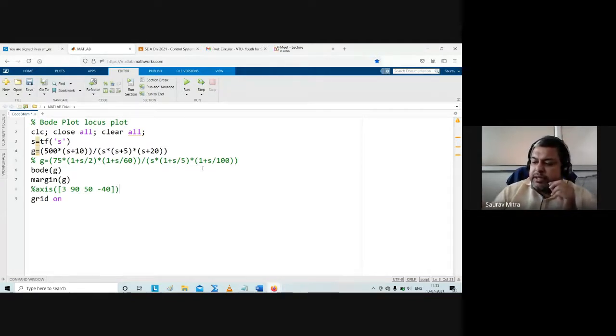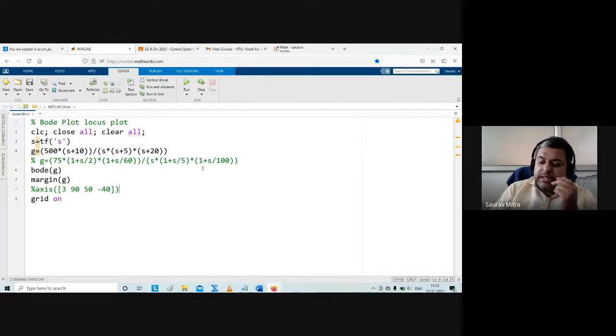Here we are putting the zero before the poles. So one pole is coming first at 5, then the zero comes at 10, and then another pole comes at 20. So the third equation is 500 into s plus 10, divided by s into s plus 5 and s plus 20.